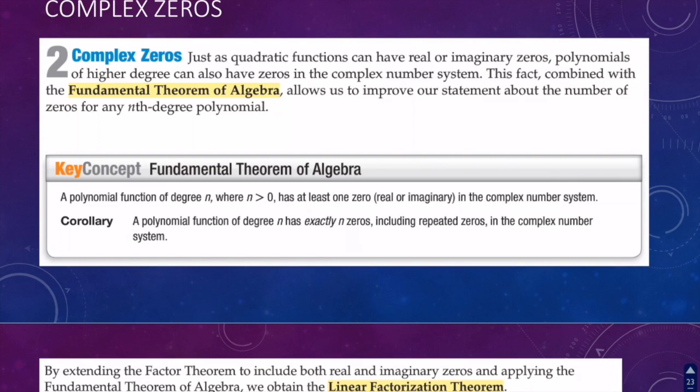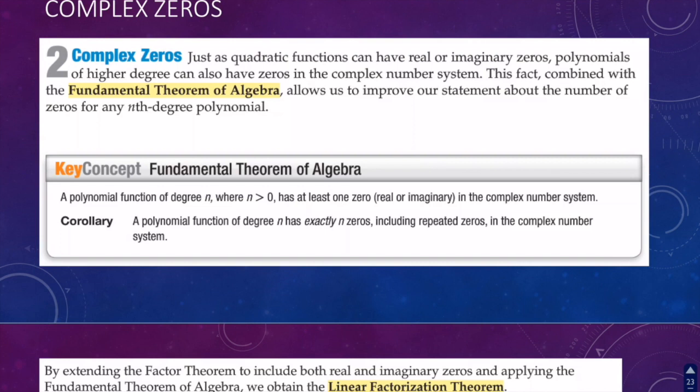So where this is taking us is this idea of complex zeros and something called the Fundamental Theorem of Algebra. This says that just as quadratic functions can have real or imaginary zeros, polynomials with higher degrees can also have zeros in the complex number system. This fact, combined with the Fundamental Theorem of Algebra, allows us to improve our statement about the number of zeros for any nth degree polynomial.